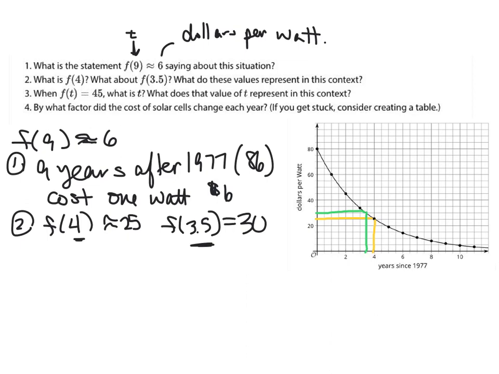Okay, let's see, number 3. That asks, when f of t equals 45, what is t? Let's see, 45 would be about right there. Boom. Come on down. That would be about 2 years after 77.